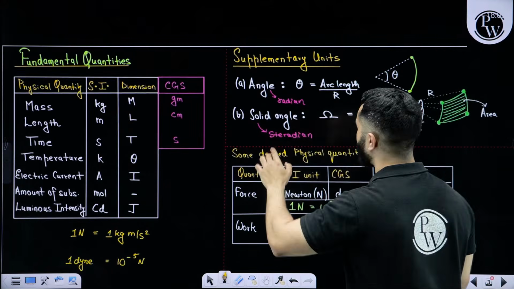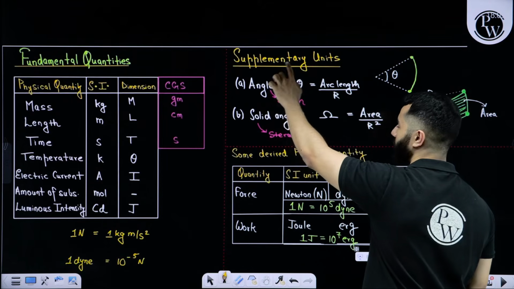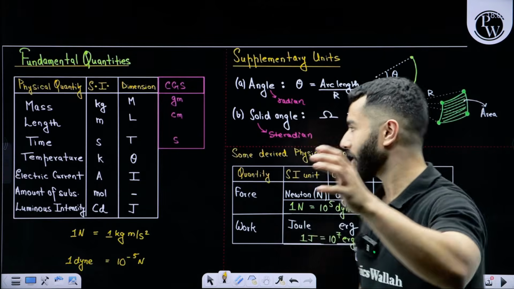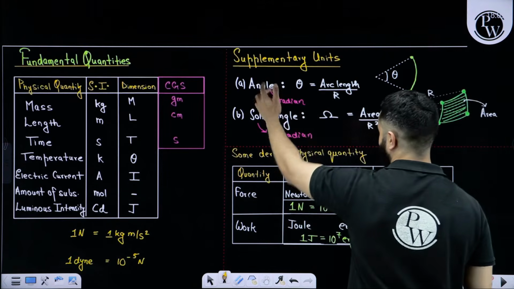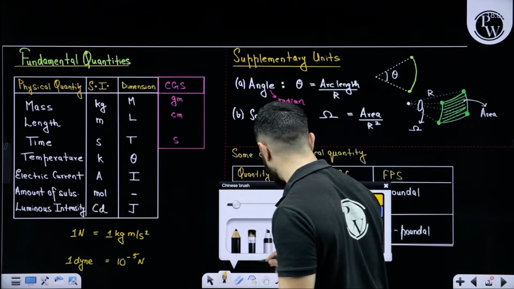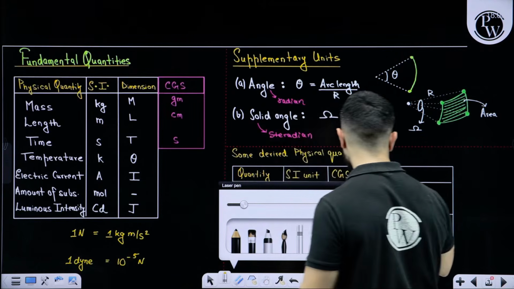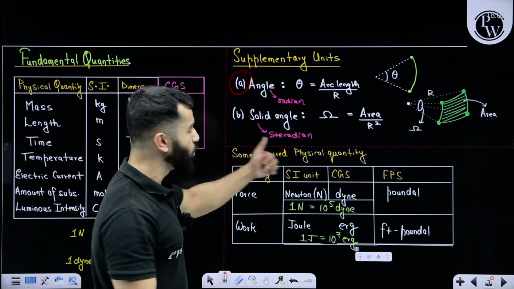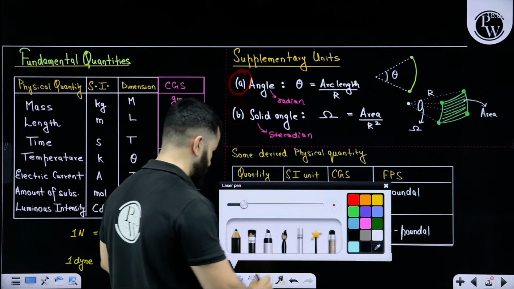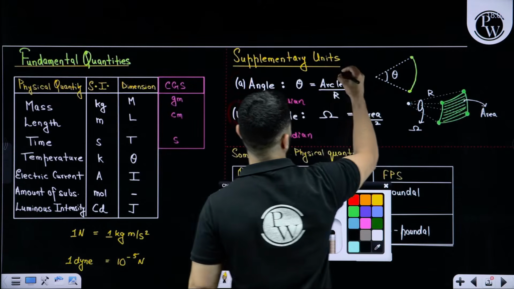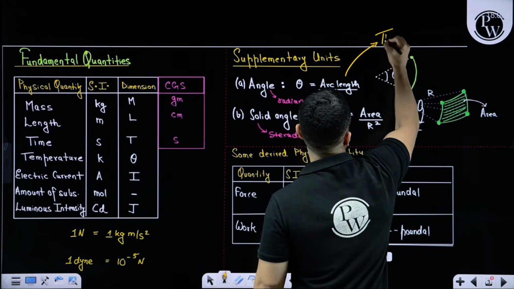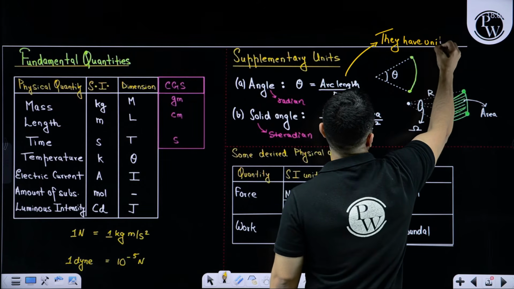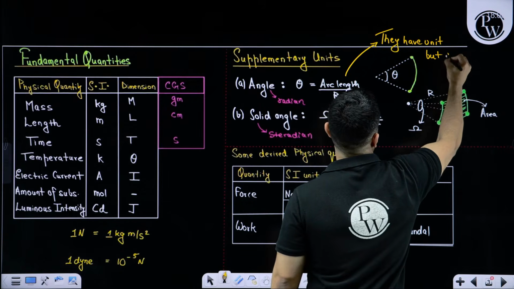The important part is, we also have some supplementary units or supplementary physical quantities. In this, we are going to talk about angle and solid angle. Kindly remember these. When we talk about angle or solid angle, they do have a unit, right? So kindly remember that they have a unit but are dimensionless.